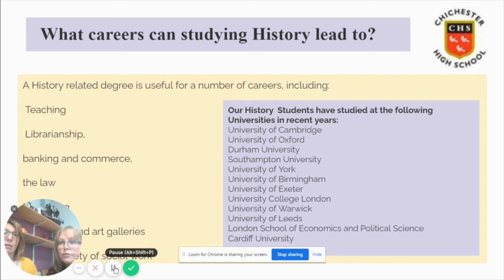Our history students over the most recent years have gone to the universities listed to the side of this slide, including Oxbridge, and many go on to the Russell Group of universities on a regular basis.